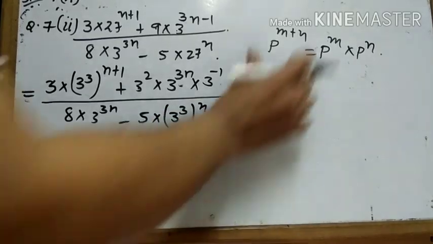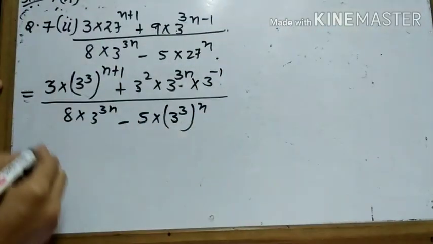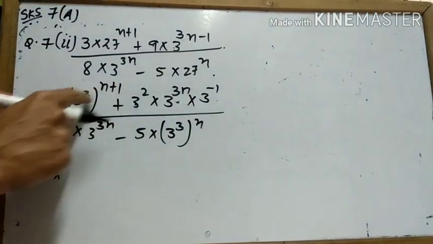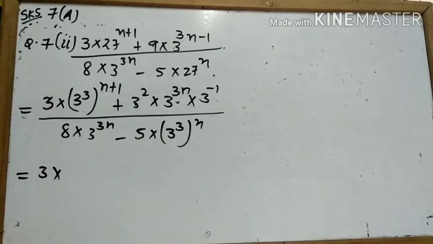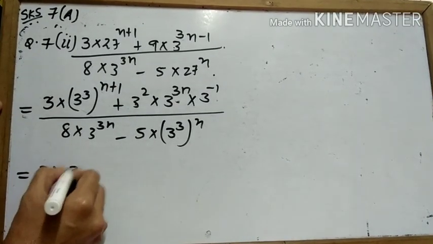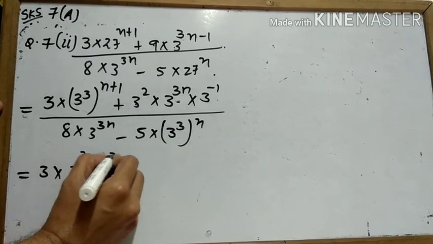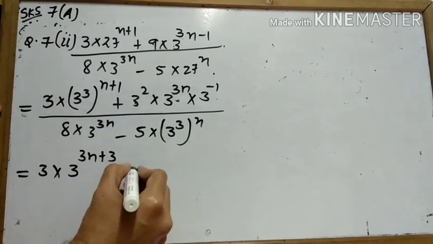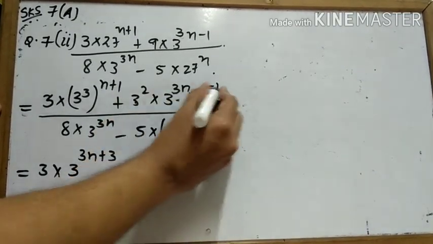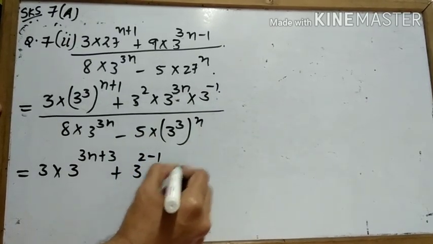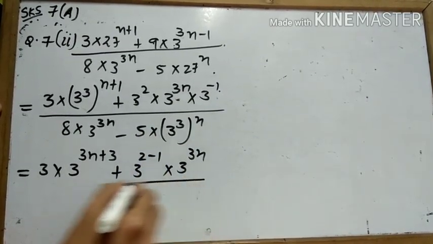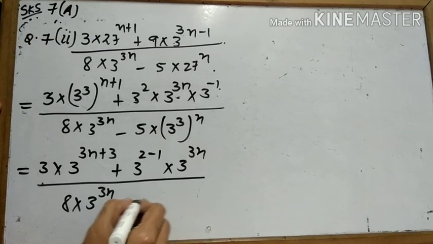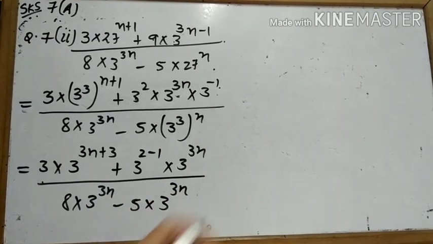Further going into this particular question, when I look at the numerator, 3 raised to 3 whole raised to n plus 1. So this power 3 will be multiplied to each term of n plus 1. So it will be 3 raised to 3n plus 3. This is very important. Minus 3 squared, plus 3 squared and minus 1, that is 3 raised to 2 minus 1 multiplied by 3 raised to 3n. Whole divided by 8 into 3 raised to 3n minus 5 into 3 raised to 3n.